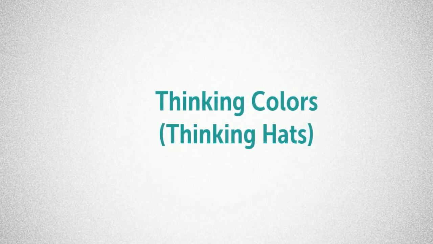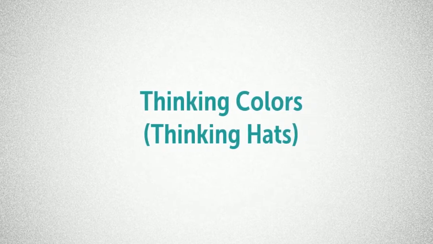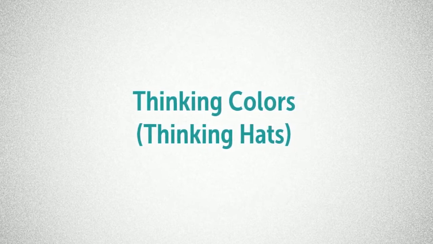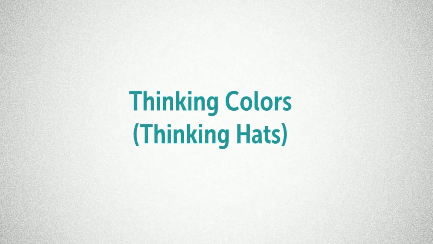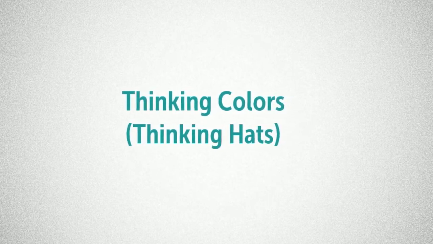The next example is thinking colors or thinking hats. Students are organized into small groups of 5 and each are assigned a card of colored paper. The color of the paper signifies the role they should represent during the discussion. Additional details can be found in the resource handout.